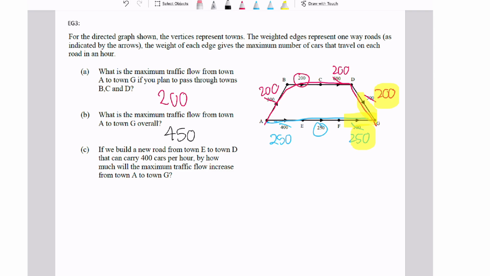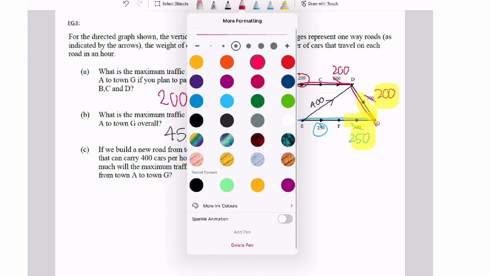Okay, now this is where they usually add in a pretty common problem solving question. If we build a new road from E to D, carrying 400 cars per hour, how much would the maximum traffic flow increase? Okay, well, let's add it in. From E to D. That means I'm going this way and I'm adding in 400. All that does now is it adds in a third possible path.